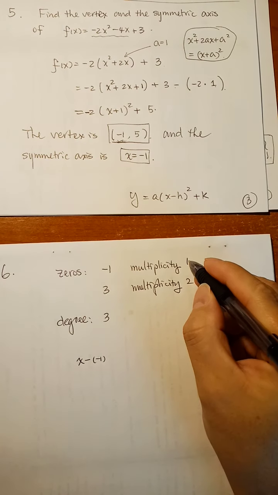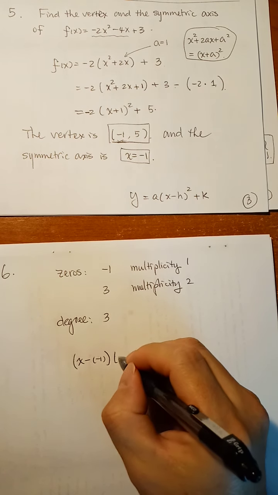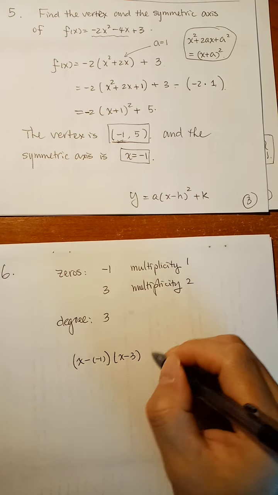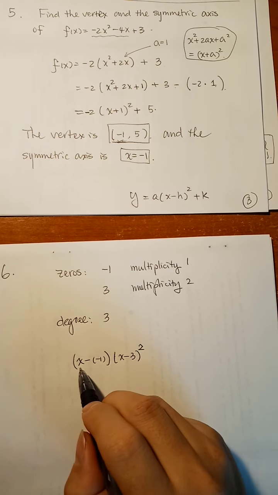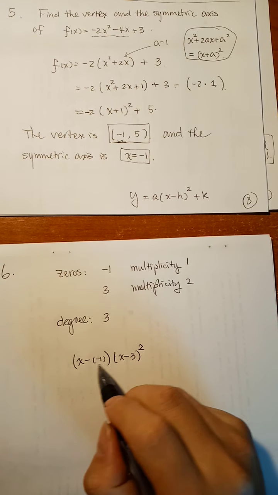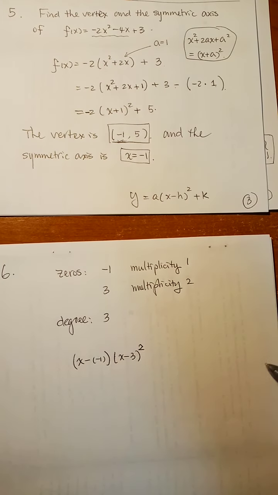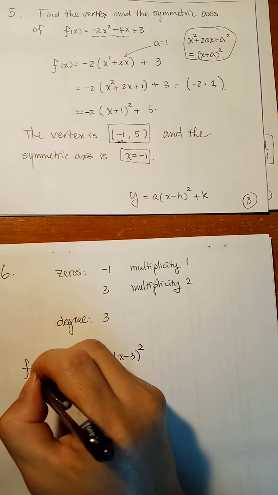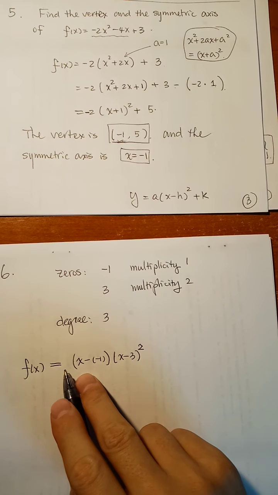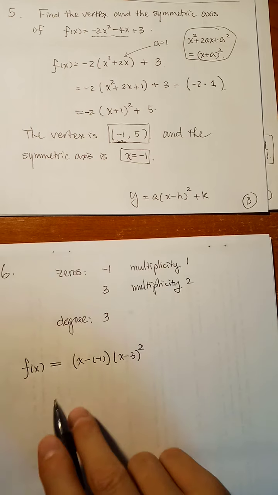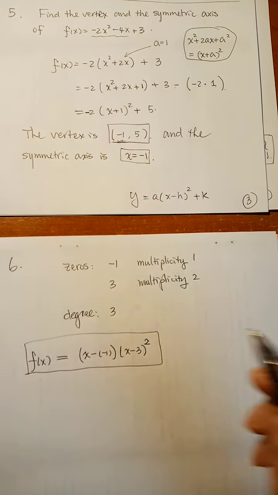The multiplicity is 1, so you just have one factor. Zero 3 means x minus 3 is a factor. Multiplicity 2 means the power is 2. You have 1 from the first and 2 from the second, so the total degree is already 3, so you don't need any extra factor. So f(x) is equal to it. We just need 1, so you don't have to put a coefficient. Just leave the coefficient as positive 1, that's it. So this is the final answer.